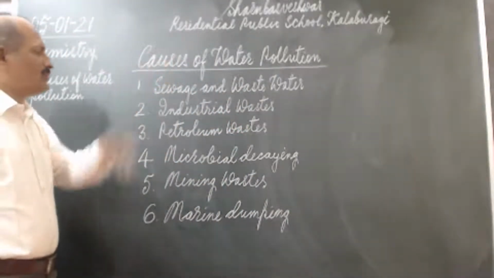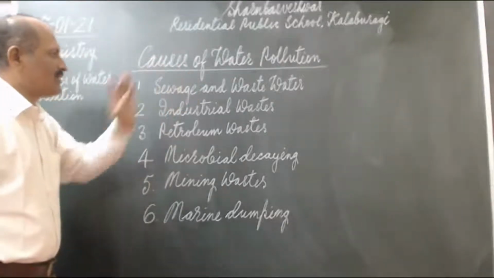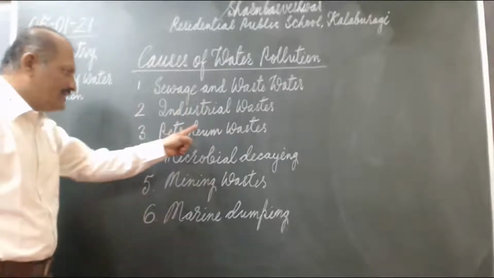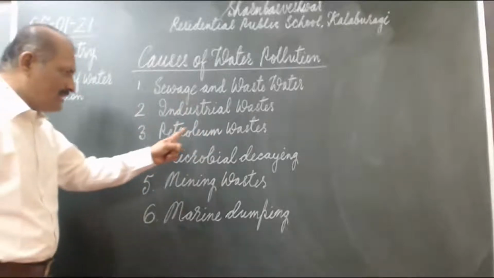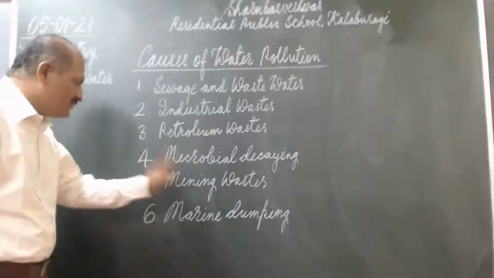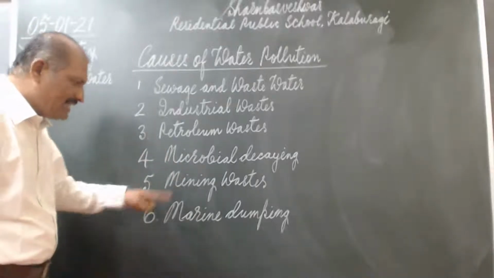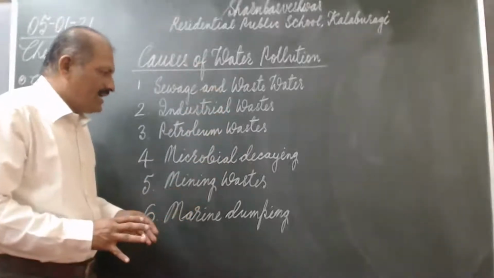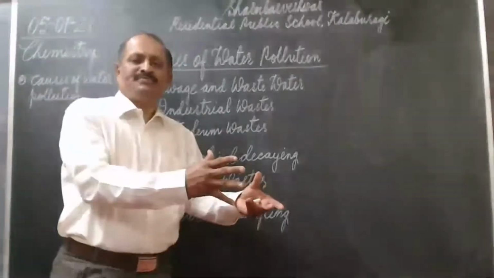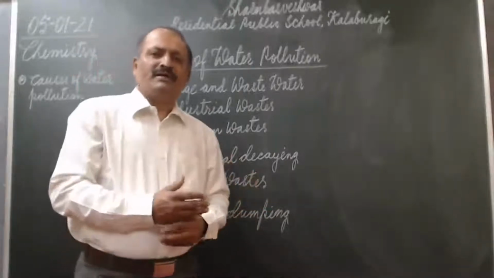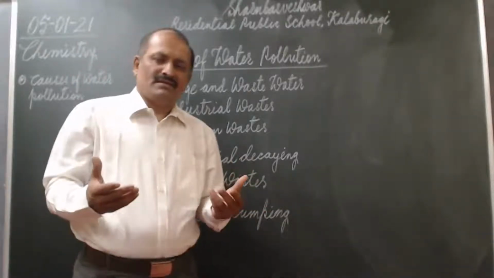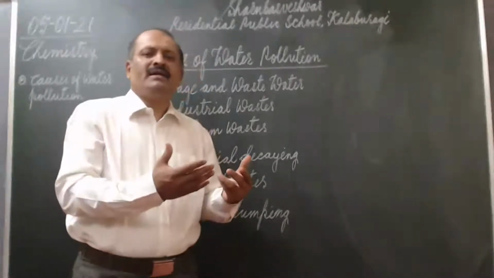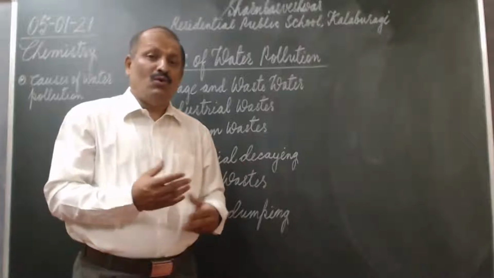So causes of water pollution are sewage and wastewater. Second is industrial wastes. Third is petroleum wastes. Fourth is microbial decay. Fifth one is mining wastes. And sixth one is marine dumping. All these activities let the waste move into the river, the water of which will be consumed by people. How dangerous it is.